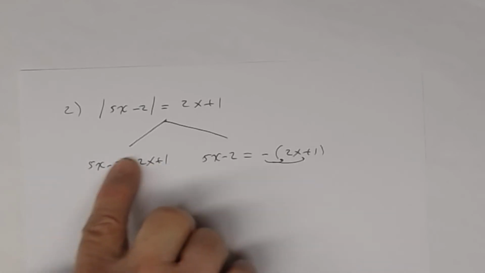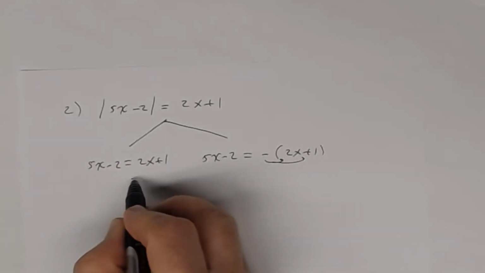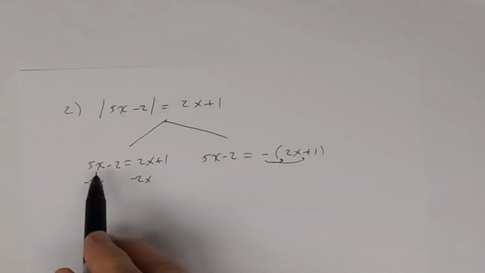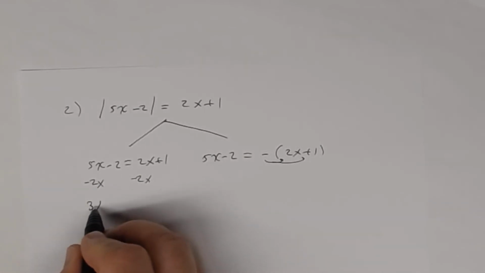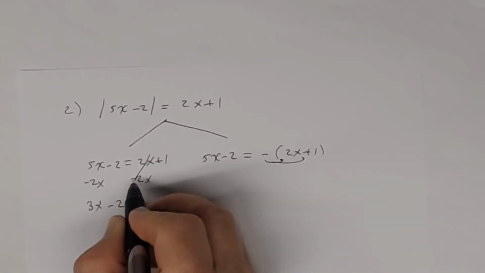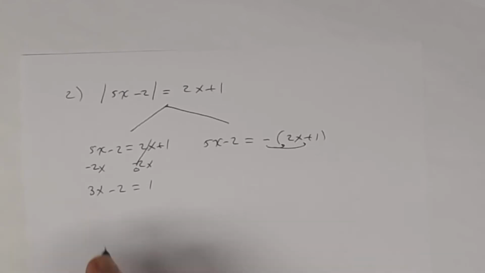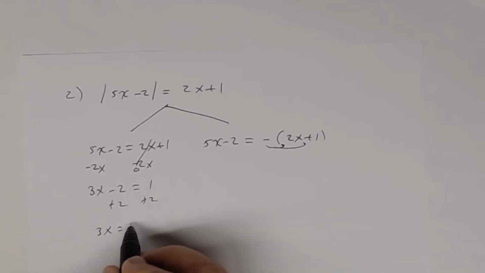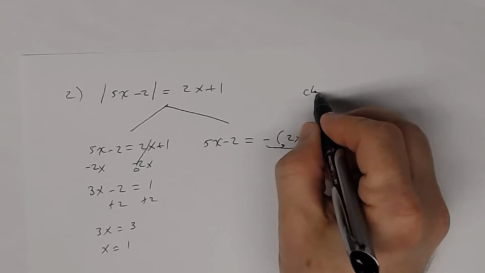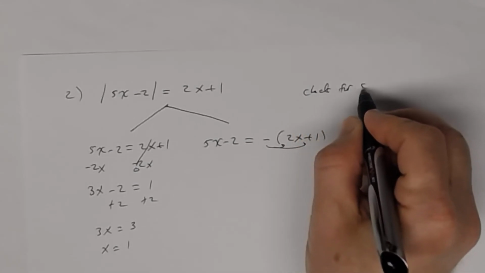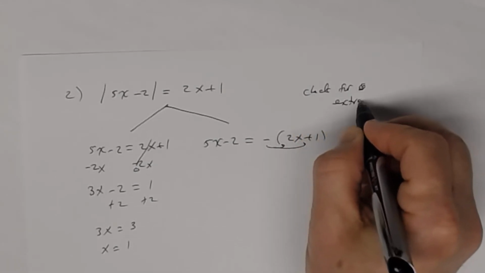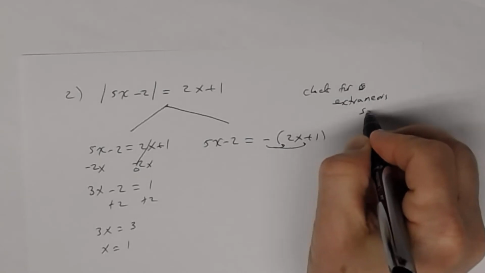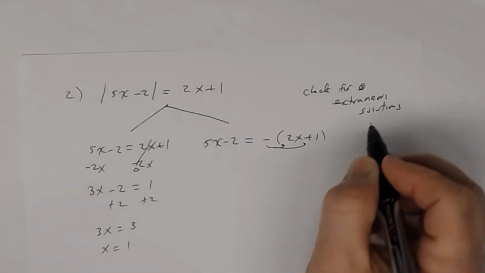So let's go ahead and solve this one. So I'm going to subtract 2x from both sides. 5x minus 2x is 3x. Minus 2 equal, this is 0, that's equal to 1. Adding 2 to both sides, I get 3x equal 3. 1 plus 2 is 3, and so therefore x is 1. All right, but remember, you must check for extraneous solutions. Extraneous solutions, or roots, sometimes we call them roots.